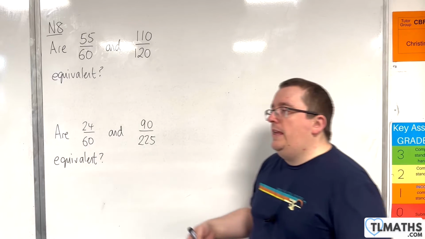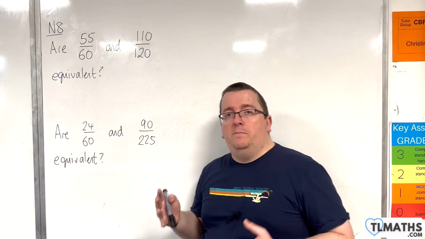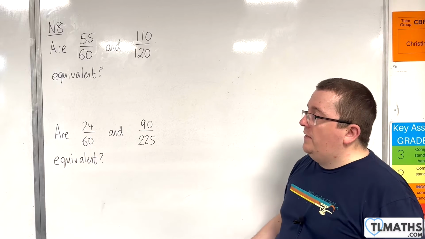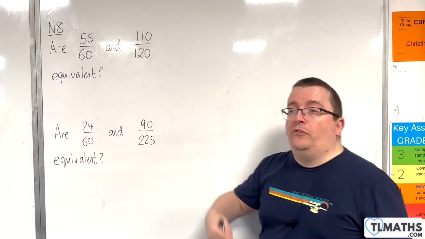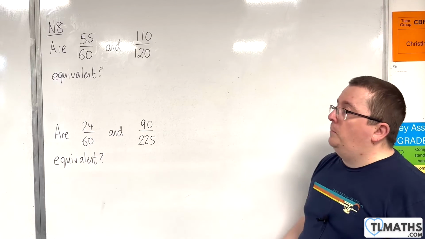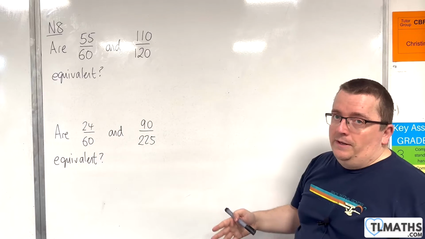Now, the brute force method is to simplify both of the fractions down to as simplified a form as you can get them, and then if they both simplify down to the same form, then they must be equivalent. With this first example, we don't need to do that.